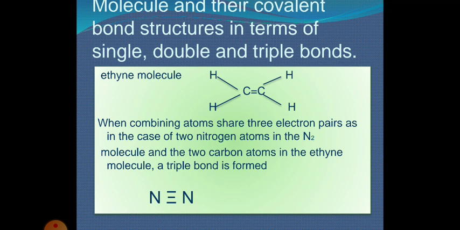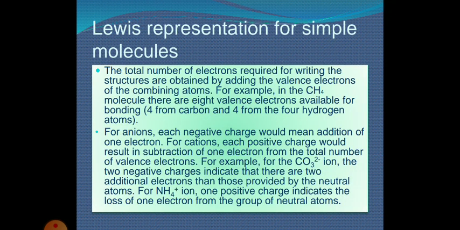When combining atoms share three electron pairs, as in the case of two nitrogen atoms in N2, that is, if you look at this slide, in between nitrogen there are three bonds present, and two carbon atoms in the ethyne molecule, a triple bond is formed. Lewis representation for simple molecules.